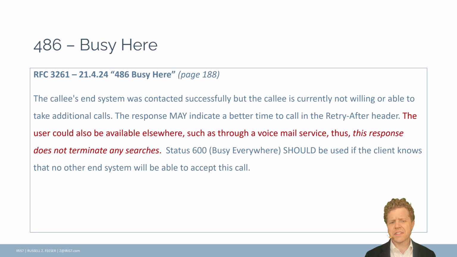Now read that last sentence. It says status 600 busy everywhere should be used if the client knows that no other end system will be able to accept this call. I would interpret that slightly differently. How about 600 should be used if the client wants to shut down a continued search for them. You don't want them to leave a voicemail. You don't want them to keep ringing your phones. We'll see a 600 in action, but let's watch first what a 486 would do in a lab environment.